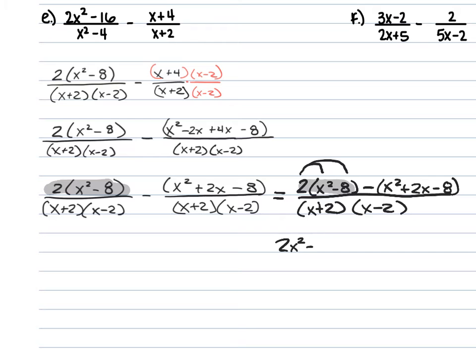2x squared minus 8 minus all the things that are in there, plus 2x minus 8. 2 minus 16. What's that? 2x squared minus 16. Oh, yes, I'm sorry, I wrote 8. Thank you, good call. Minus 16 over x plus 2, x minus 2.